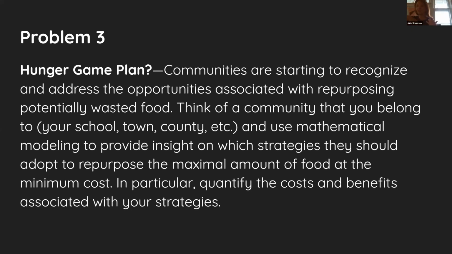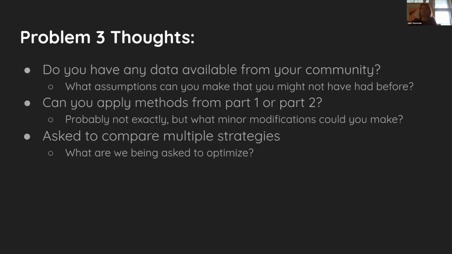We see that the third question is a bit more open. It doesn't give us specific data on our community. In fact, it tells us to choose our community. It could be the whole county, or it could be my swim club, right? It's really up to you what you feel comfortable with, what you find interesting, what you could write a good model for. So I just wanted to jot down some of those thoughts for you on problem 3.